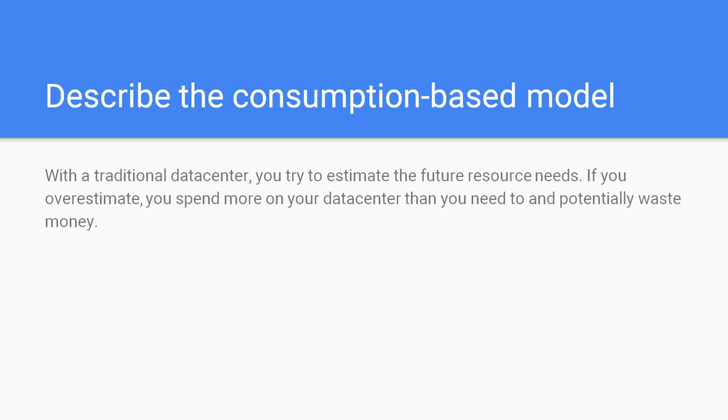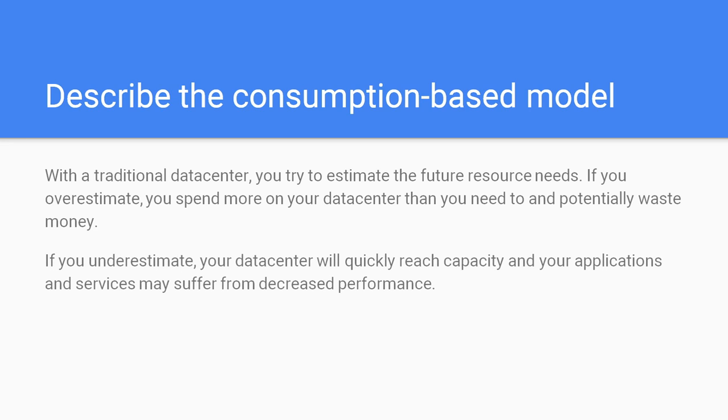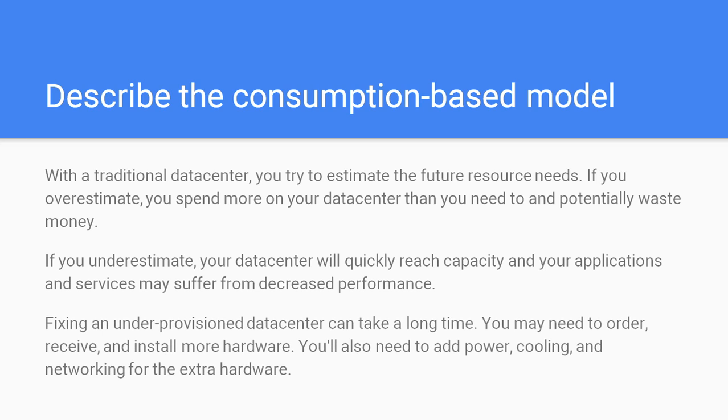With a traditional data center, you try to estimate the future resource needs. If you overestimate, you spend more on your data center than you need and potentially waste money. If you underestimate, your data center will quickly reach capacity and your applications and services may suffer from decreased performance. Fixing an under-provisioned data center can take a long time. You may need to order, receive, and install more hardware. You will also need to add more power, cooling, and networking for the extra hardware.